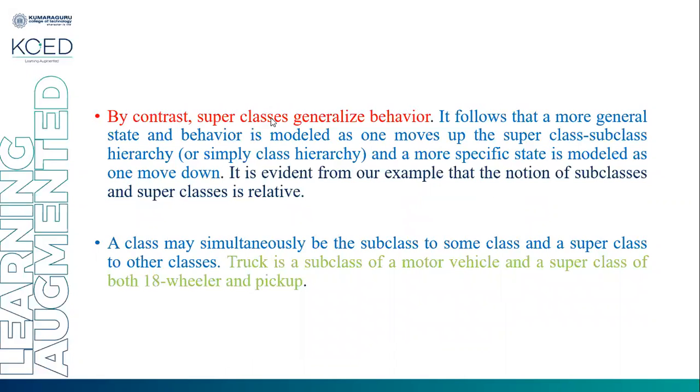By contrast, superclasses generalize the behavior. A superclass has behavior that is general. A more general state and behavior is modeled as one moves up in the superclass-subclass hierarchy. When you go up in the superclass-subclass hierarchy, you get the generalized hierarchy, or simply the class hierarchy. A more specific state is modeled as we move down. When you move down the superclass-subclass hierarchy, then we have a more specific behavior.